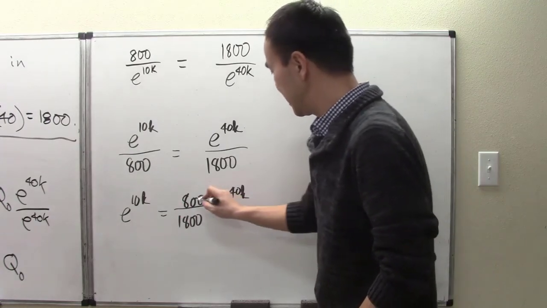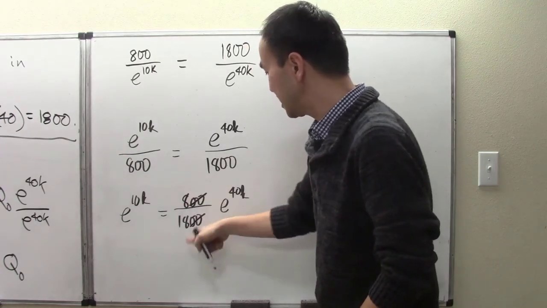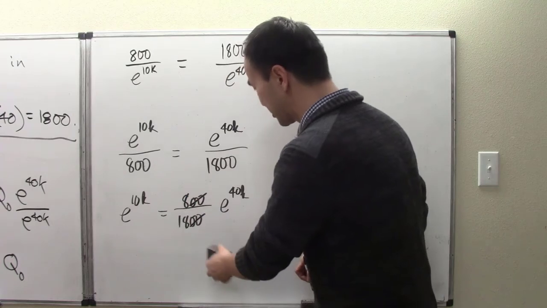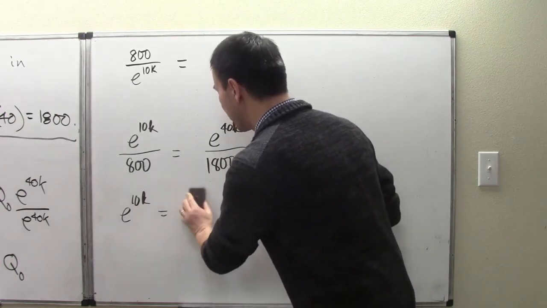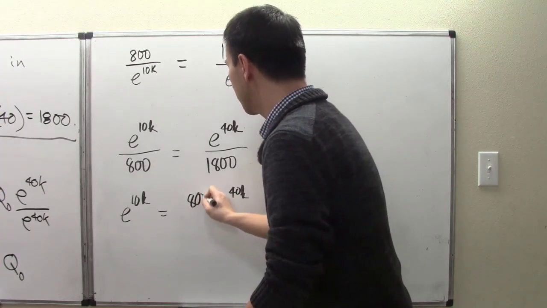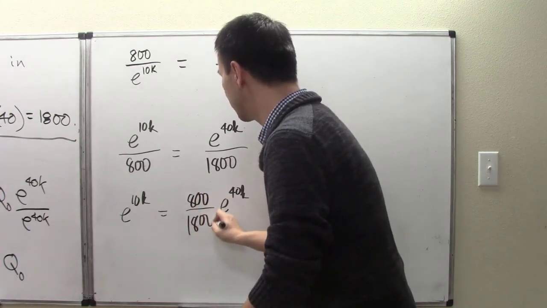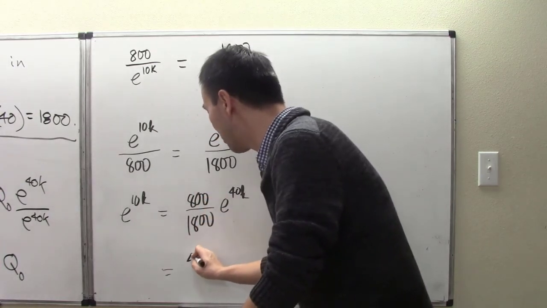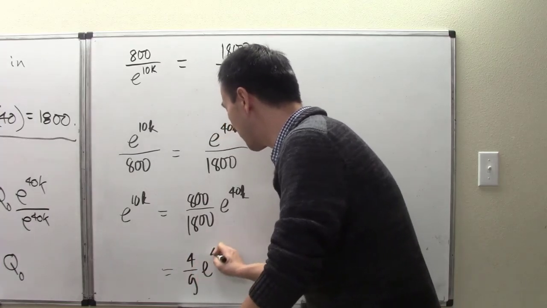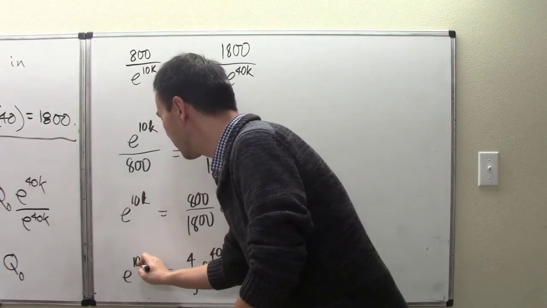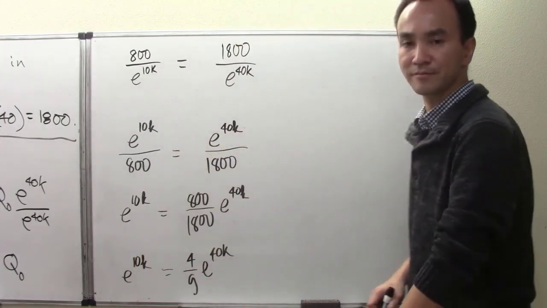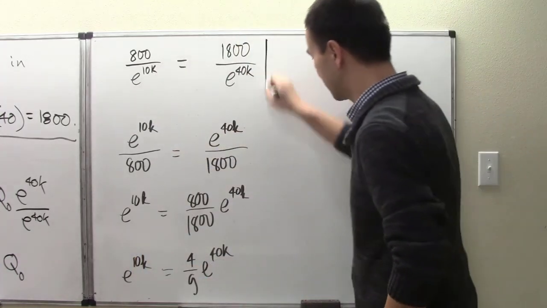And then yes, we have some cancellation here. 18 and 8 cancel with a common factor of 2, so it's going to be 4/9 altogether. So 800 over 1,800 in the next step, we're looking at 4/9 e to the 40k equals e to the 10k on the left-hand side. Now we're getting a lot closer.